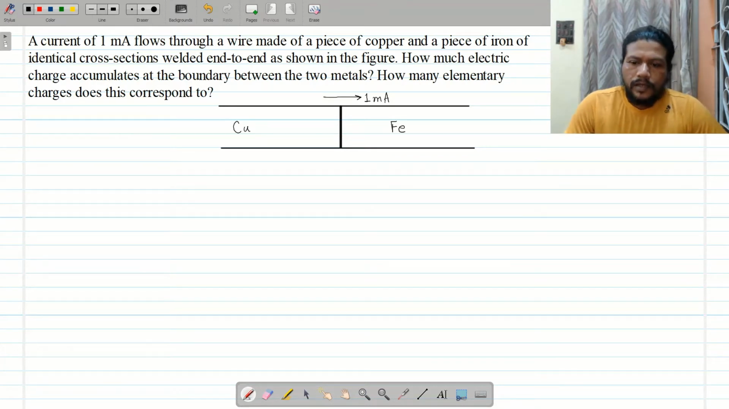First of all, the question is exactly why there should be accumulation of charges. For that case, consider that we assume the current for the moment, let's call it I. So I'm denoting the current flowing in the wire as I. Let us say A is the area of cross section.